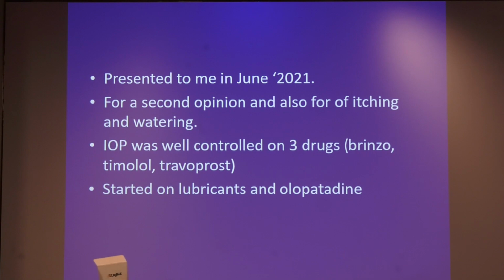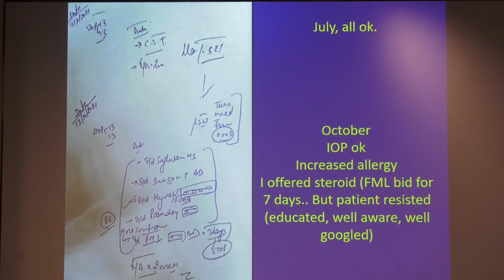The patient presented to me for the first time in June 2021 for a second opinion and also with complaints of itching and watering. IOP was well controlled on brinzolamide-timolol and travoprost. The patient was started on lubricants and olopatadine. July was all okay. In October, the IOP again was okay. However, the patient was complaining of increased allergy.